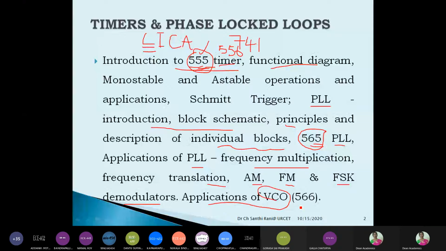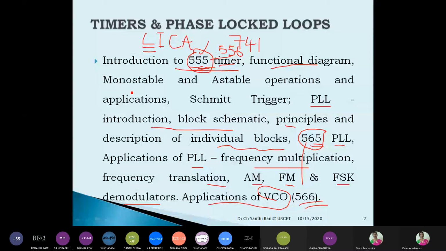You observe this is another IC, right? So this is 565. This is 566. And this is 555. It is 556, just the next version here. So like that, in this unit, we are going to learn about these completely.